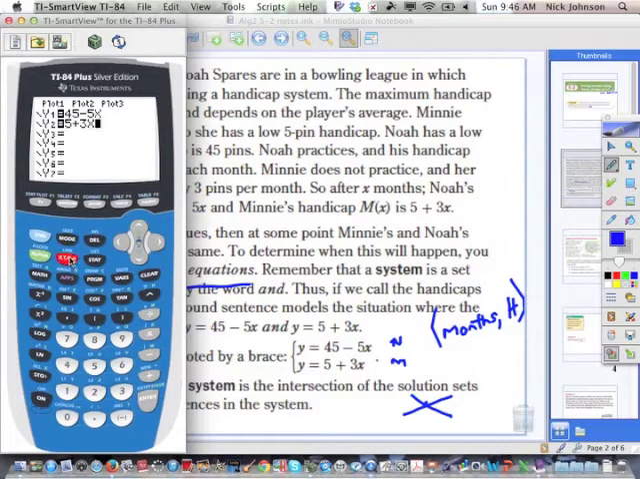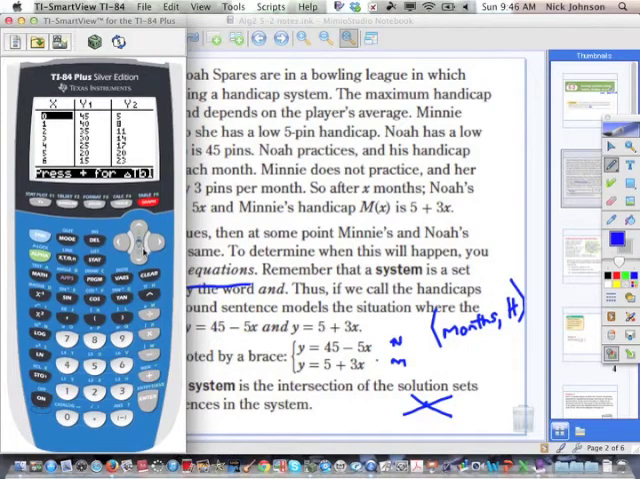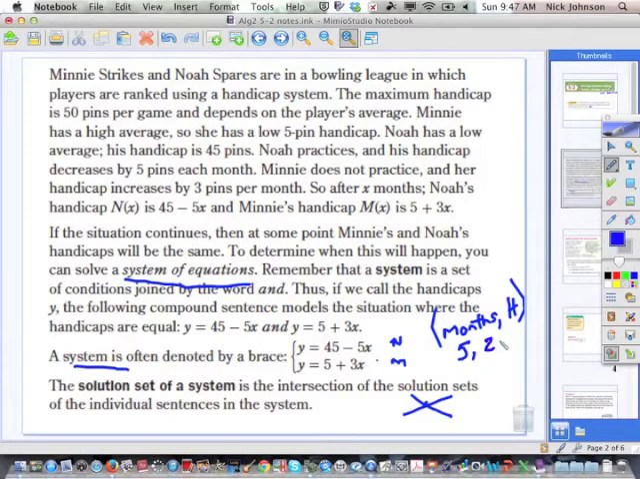Now it all depends on what you prefer. I like tables, so I would hit second function table, and then I could scroll down through here and see when my y's are the same. And if you look at it, my y's are the same when x equals 5. So I'm saying my answer is at 5 months, both of these people are going to be at 20. So at 5 months, they're going to be at 20.